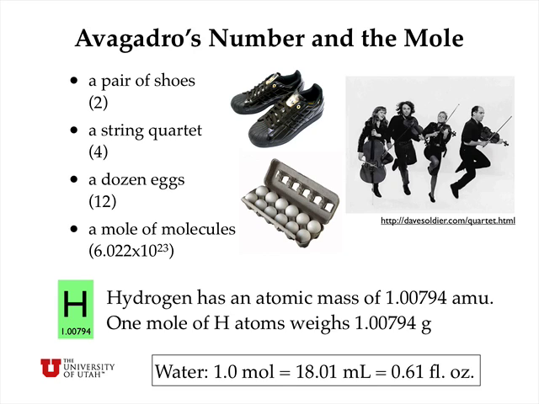So a mole of water occupies 18.01 milliliters, or 18.01 grams, and that would be 0.61 fluid ounces of water. So that says that a mole of something is just a macroscopic amount of something, usually small enough to hold in your hand. But it represents the same amount of stuff in grams as the atomic mass unit is for a single atom. So why is this useful?